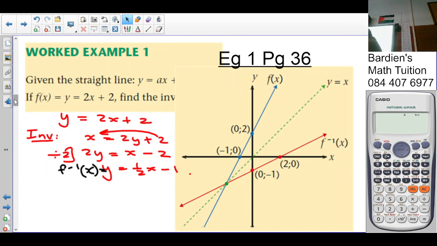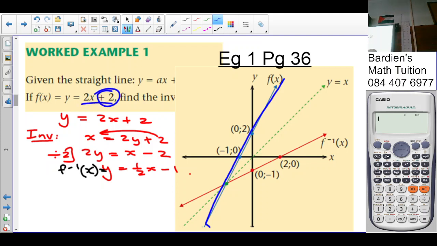This is the f of x graph here. Remember, this will have a y-intercept of 2 and an x-intercept of minus 1. If I draw this graph here, you'll have a y-intercept at minus half and an x-intercept of 2. Can you see that, people? What do you notice? It's reflected in the line y is equal to x. So whenever we draw the inverse function and function, we always draw in the line y is equal to x. Make sense?